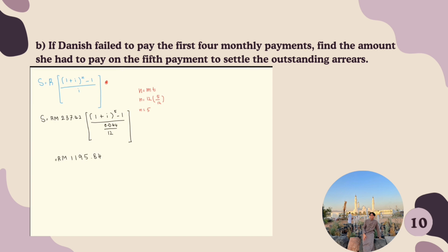If Danish failed to pay the first 4 monthly payments, find the amount she had to pay on the 5th payment to settle the outstanding arrears. For this question, we will use the formula S equals R bracket 1 plus i bracket to the power of n minus 1, divide i bracket. From question A, we got that R is RM 237.42. So we insert all the information into this formula. Our M still will be 12 and our T will change into 5 divide 12. So our n will be 12 multiplied by bracket 5 divide 12 bracket, so our n is 5. We press the calculator one by one, then the answer will be RM 1,195.84.